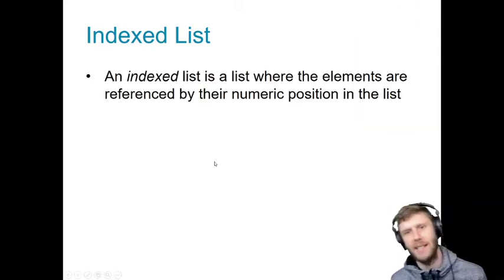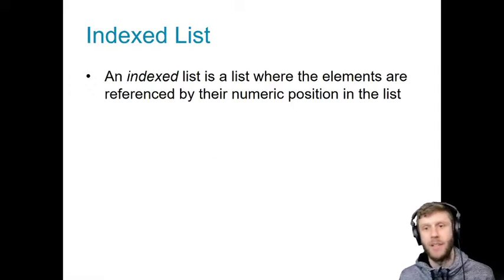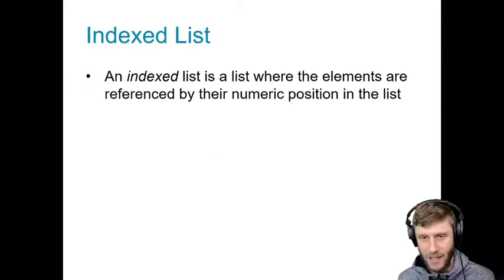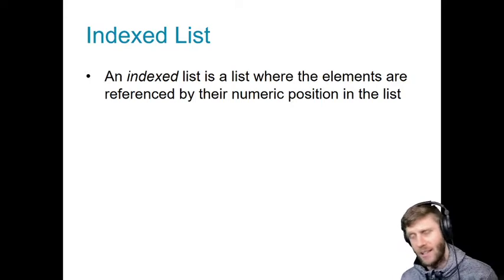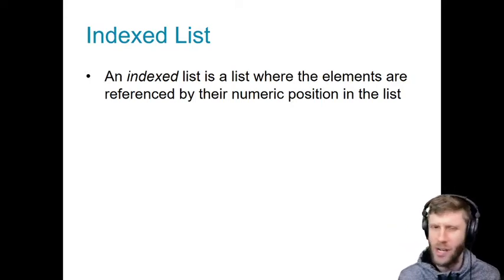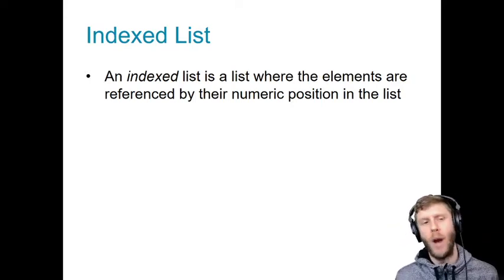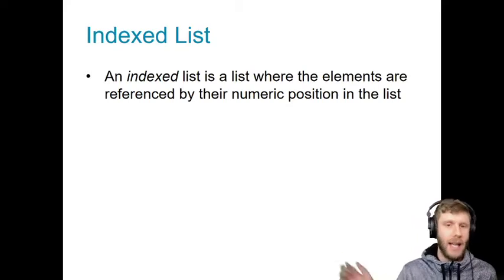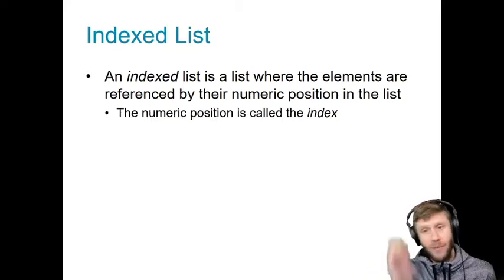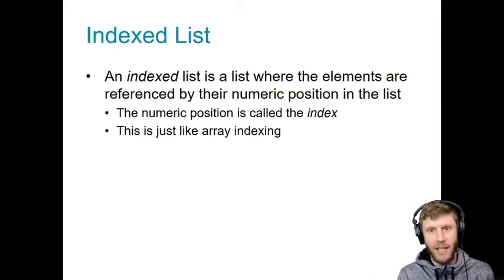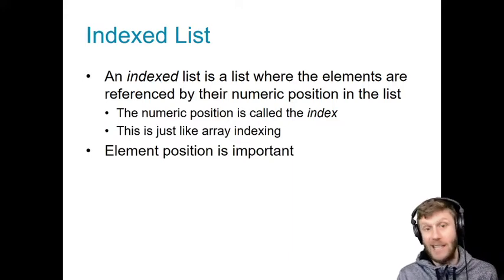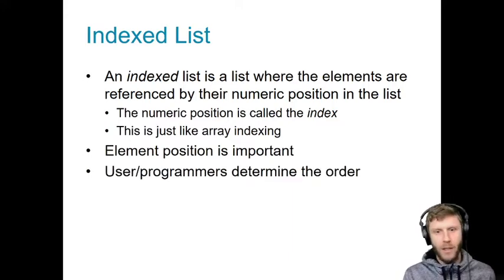So an indexed list is a list where the elements are referenced by a numeric position in the list. We're going to use zero-based indexing just like an array. We're basically making a better version of an array when we develop an indexed list. The number position is called the index. Just like an array, element position is important.